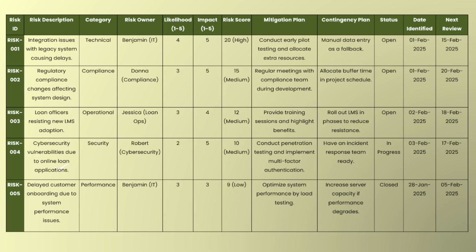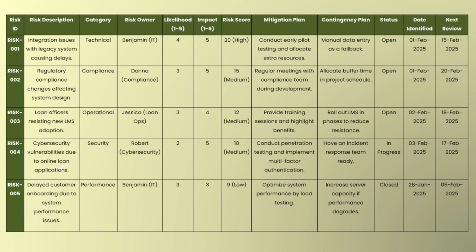Now let's see the full-size risk register for the loan management system which we have created. Here you can see 4 to 5 risks are identified. The first we have already seen. Let us see risk 003, loan officers resisting new LMS adoption. This is operational, and the risk owner is assigned here. Likelihood is 3 and impact is 4, so by multiplication we get the risk score, which is 12. We can say that it is medium.